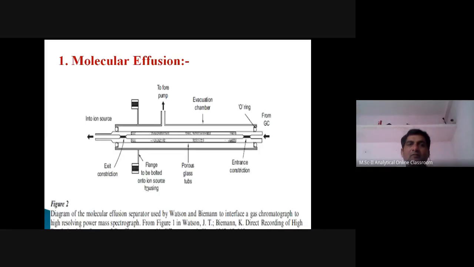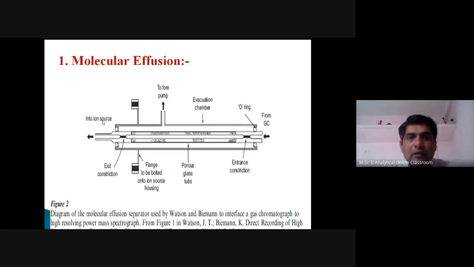Now let's see the first interface, molecular effusion. This is the first interface, used by two scientists. The names of the scientists are Watson and Biemann. They used it for GCMS around 1960. So this is the diagram they gave. Let's see the diagram. This is more complicated. We will go to the next slide.